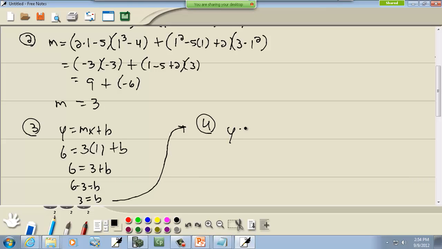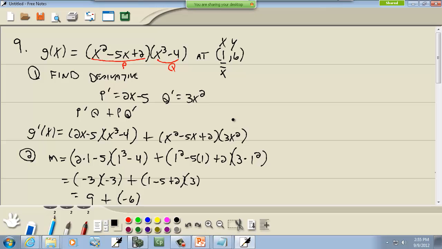Step 4 is to actually write our answer down. Well, we found m, which was 3, and we found b, which is 3. So that'd be our answer. Assuming I didn't make a math error somewhere.